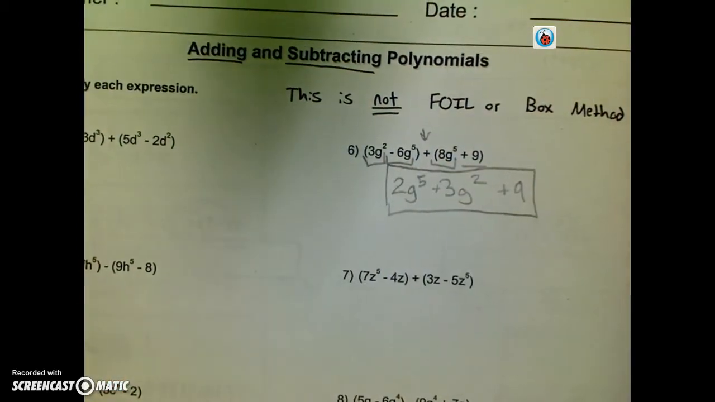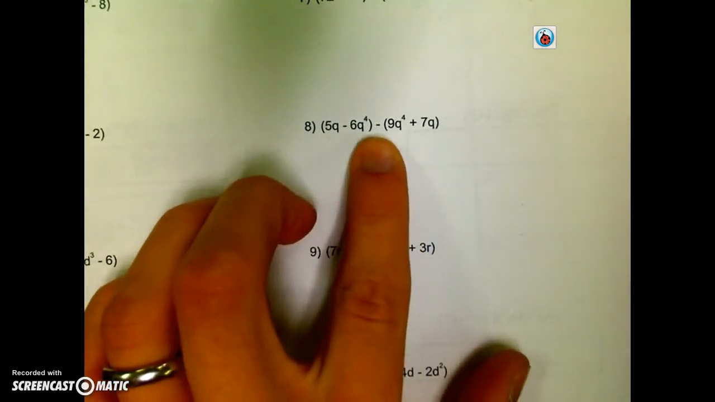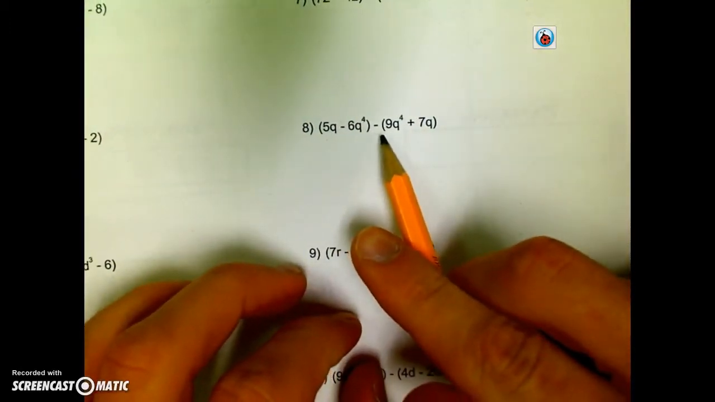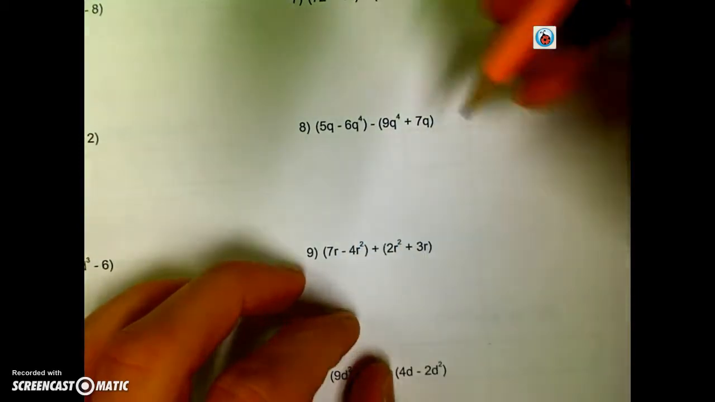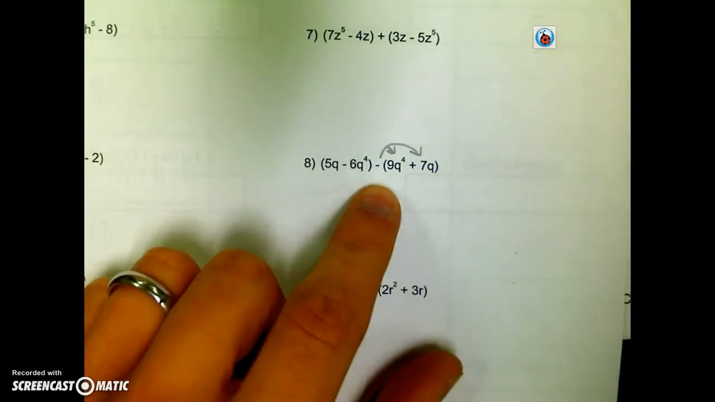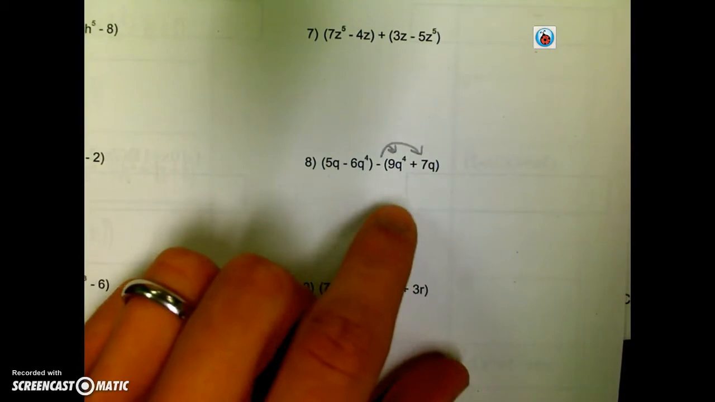Now, one thing you'll want to look out for, say you see a question like number 8. There's not an addition sign, there's a subtraction sign. So whenever you see a problem like this, think about what it means logically. We have a quantity, and then it wants us to subtract everything over here. So I'm going to have to subtract this first term. So it wants us to subtract both of these terms here. So we're going to show a rewrite underneath.